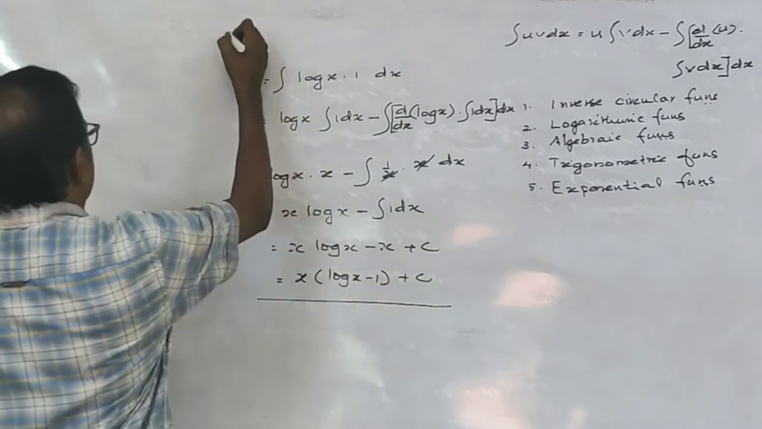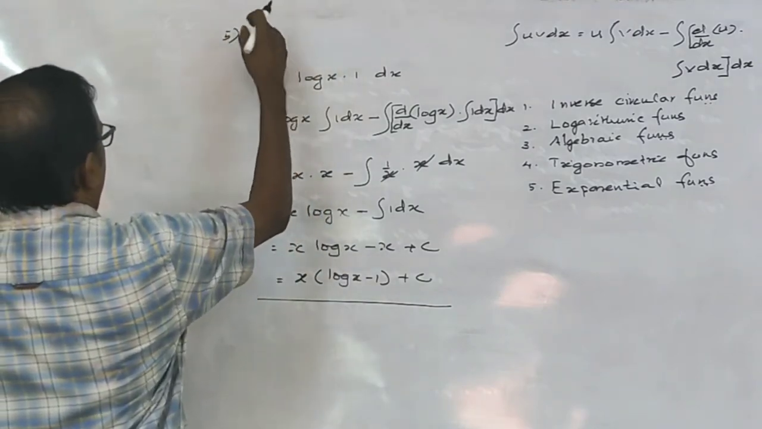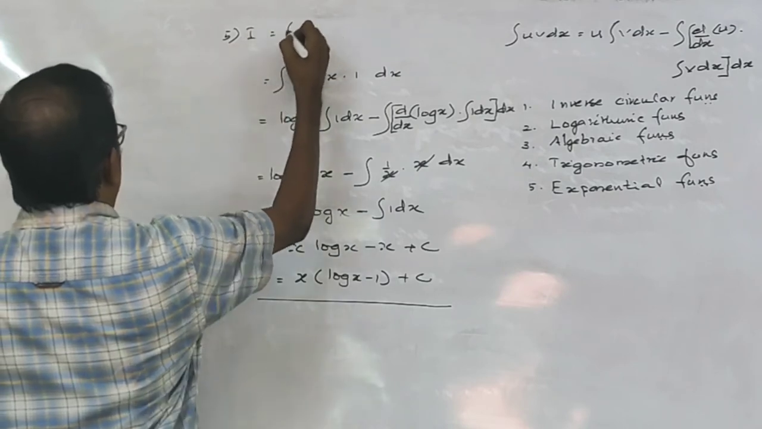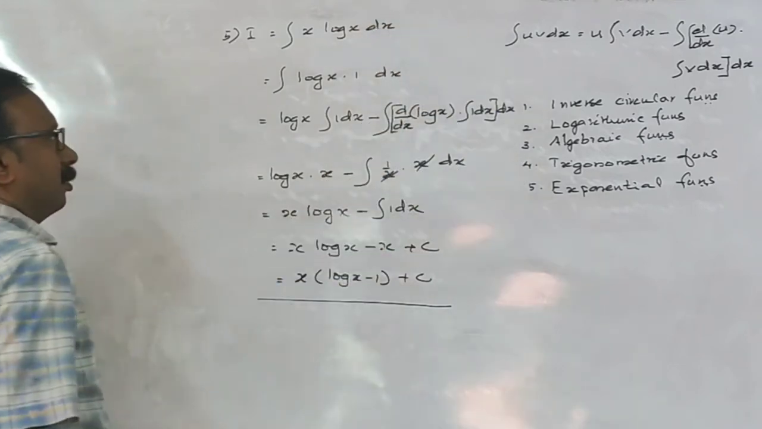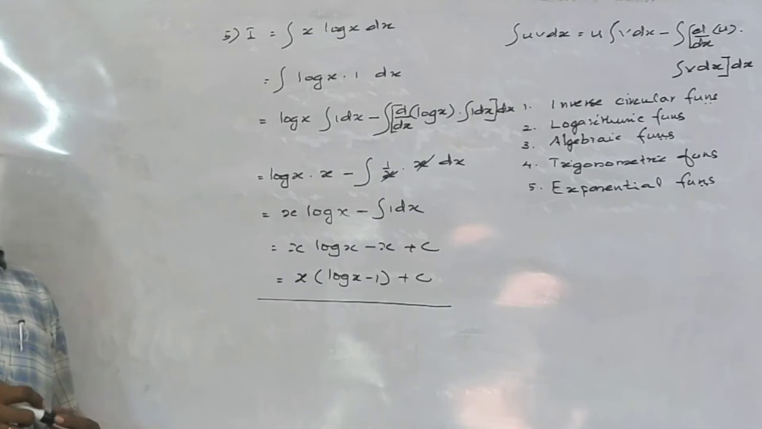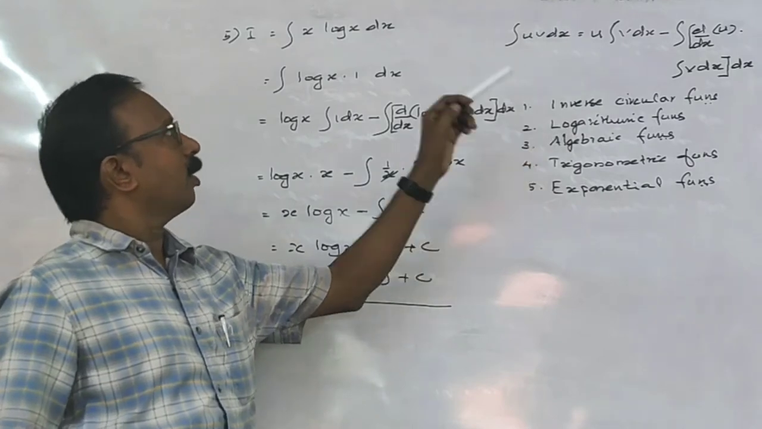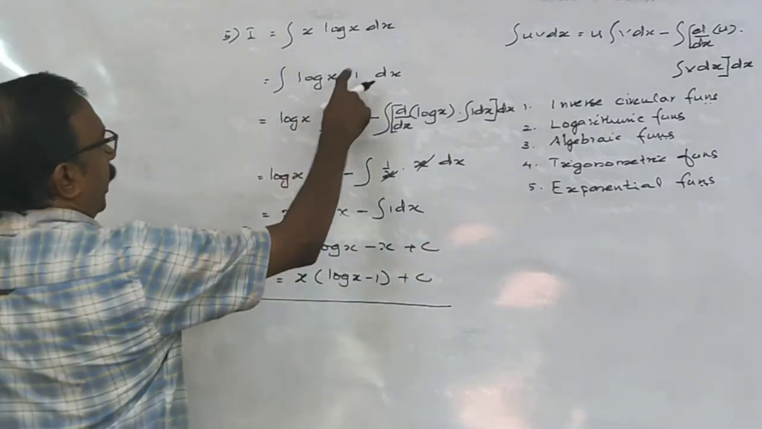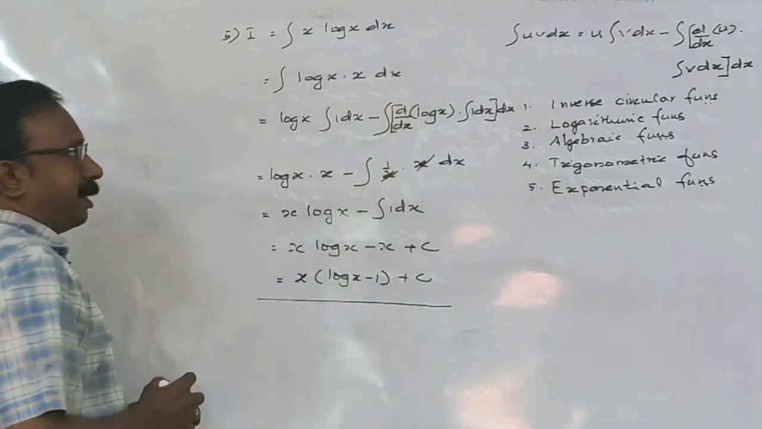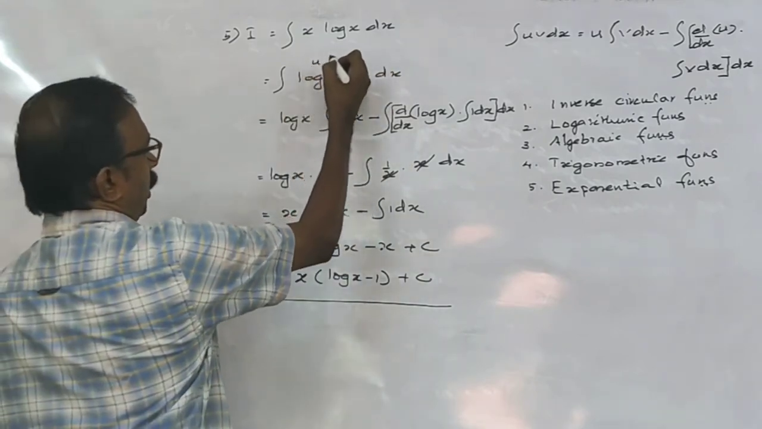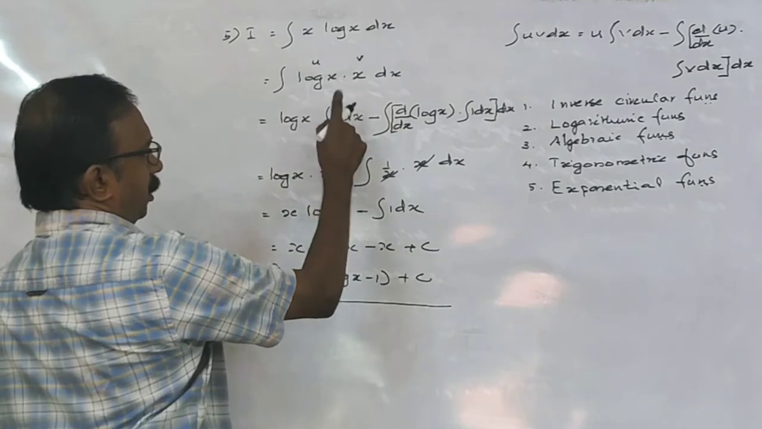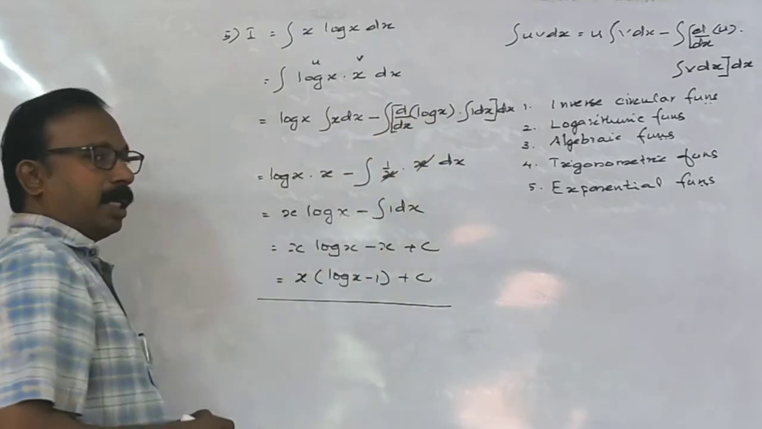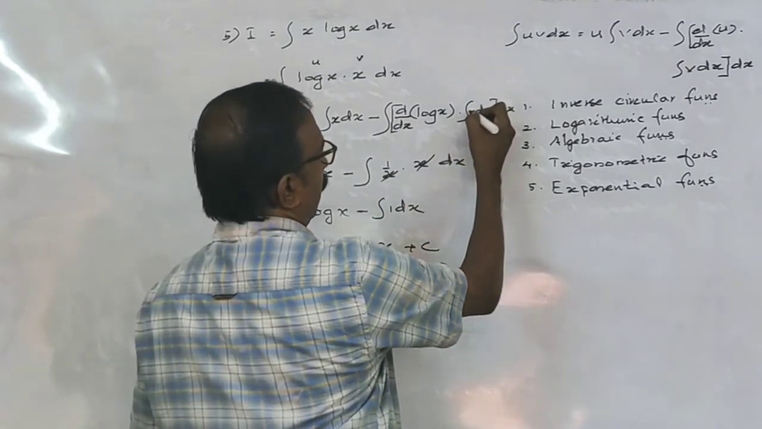Now this function is the integral of x log x into dx. In x log x also, the logarithmic function has the priority first, then the algebraic function. So log x into, instead of 1, here x. Log x into x, first function, second function. First function into integral of x dx, minus integral of d by dx of log x into integral of x dx.